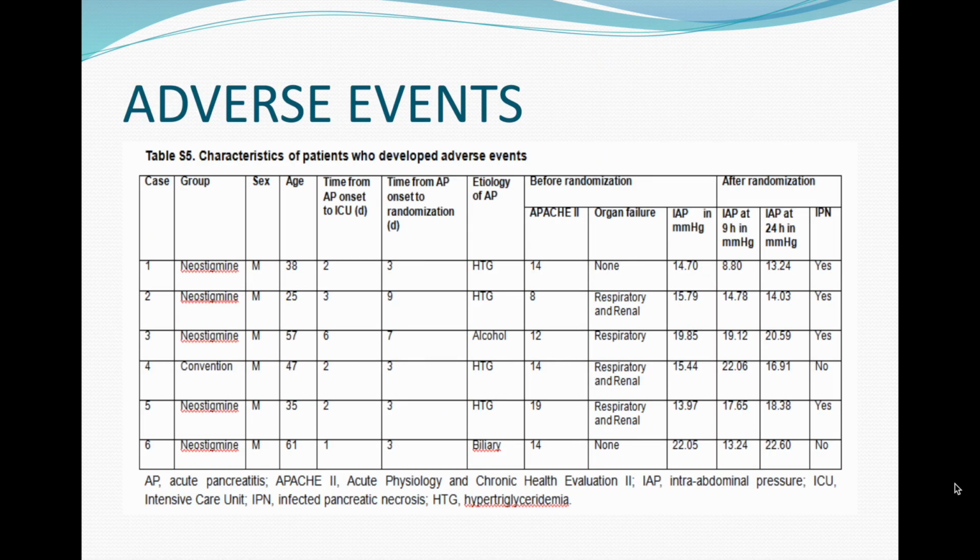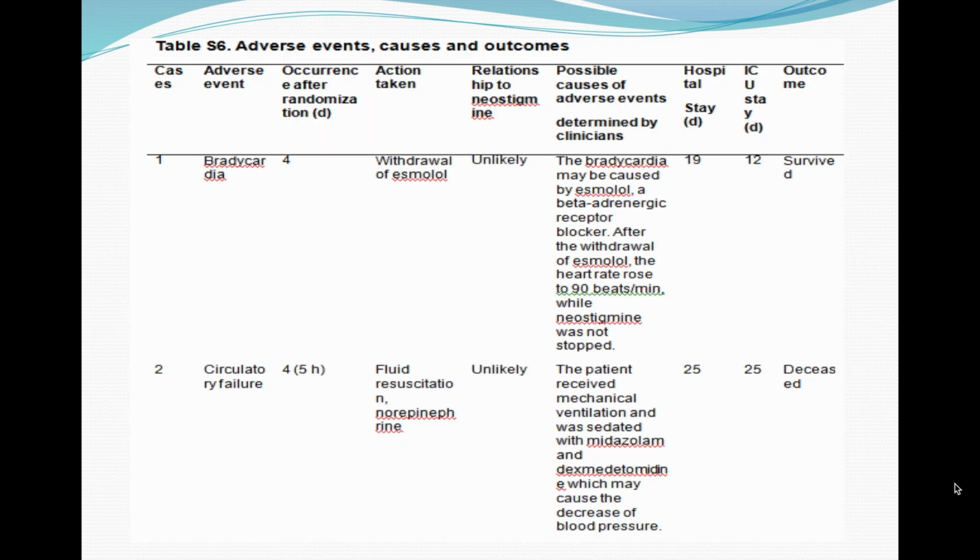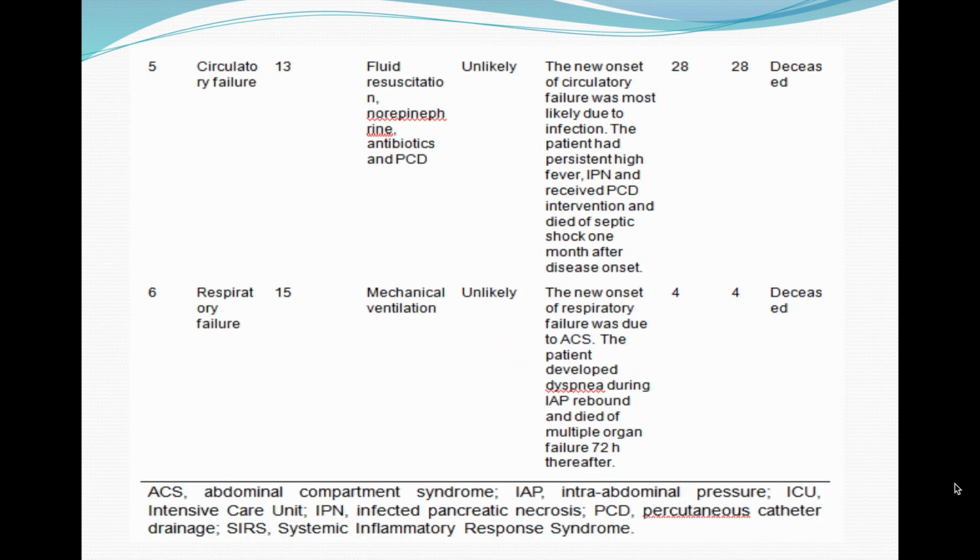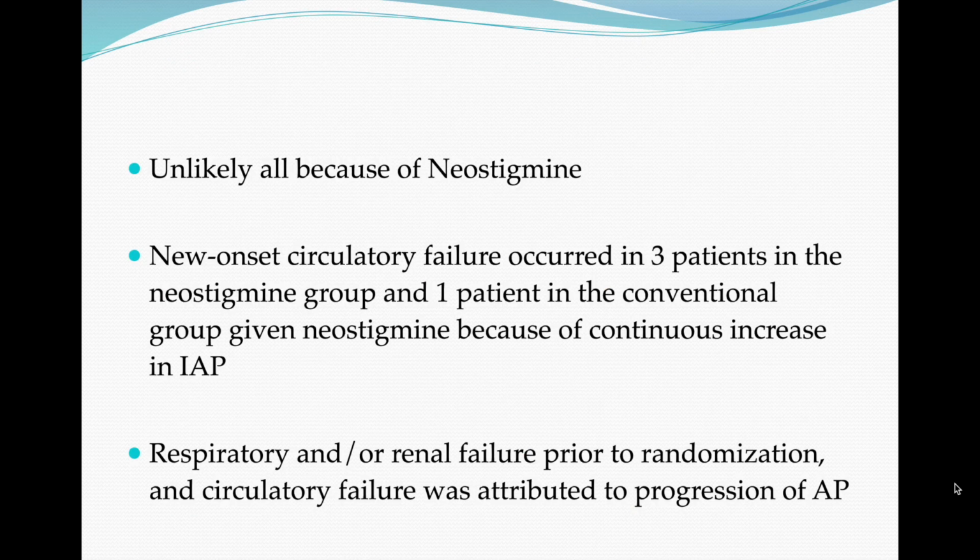So the adverse events in the patients: we can see here 6 cases of adverse events, 5 in the Neostigmine group and 1 in the conventional group. Coming to that, 1 patient had bradycardia, 3 had circulatory failure, 4 had circulatory failure, 1 bradycardia, and 1 respiratory failure. So unlikely it was all because of Neostigmine.